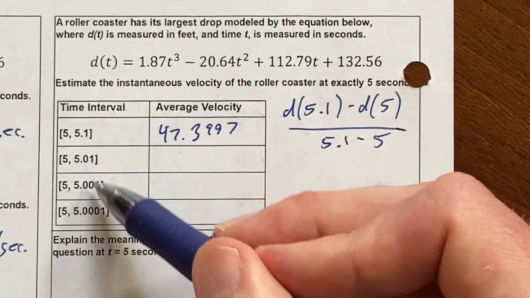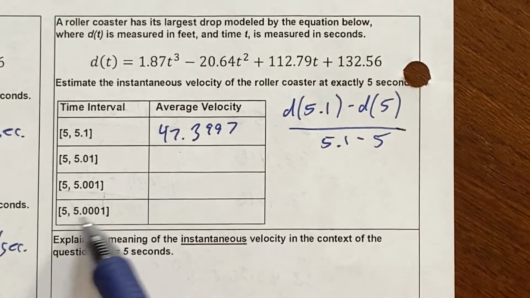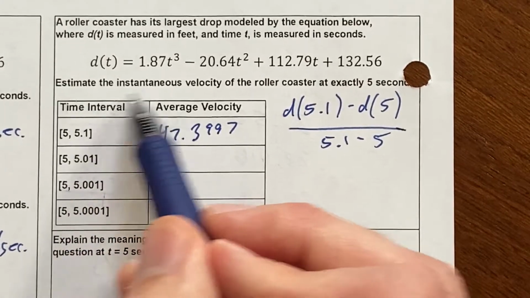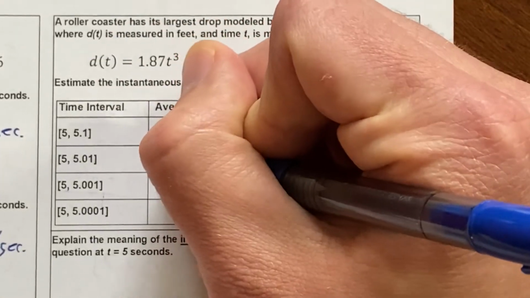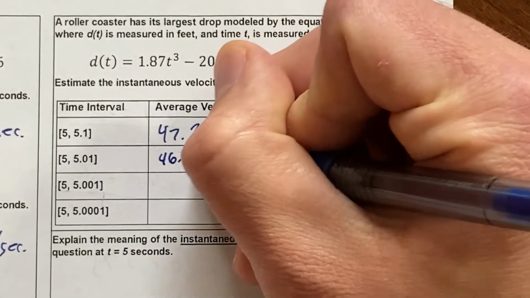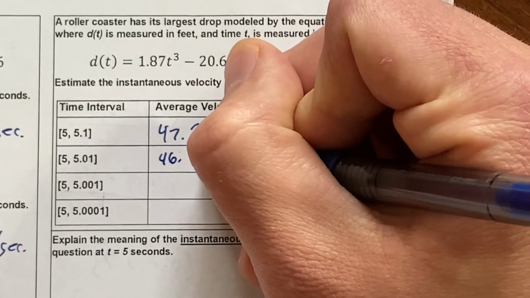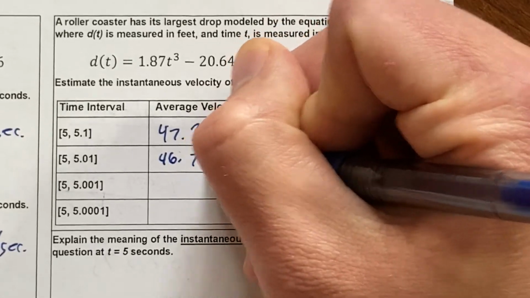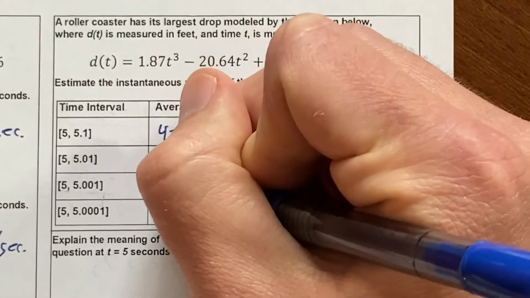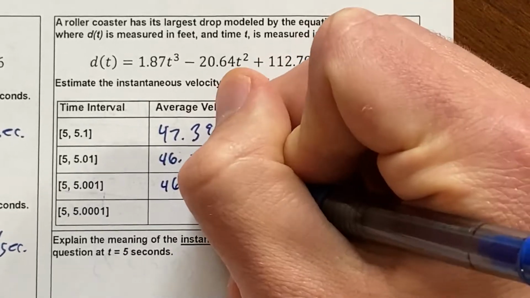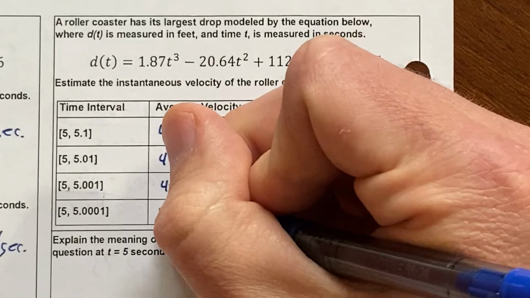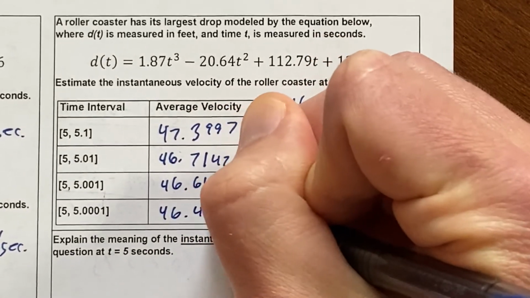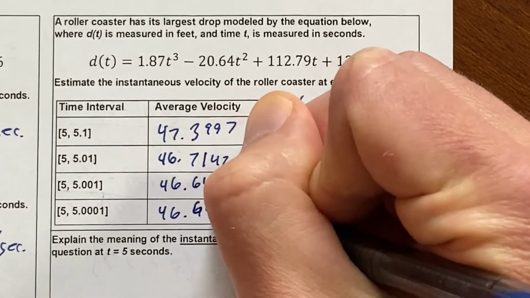Notice my time interval is getting smaller. I'm getting really close to being able to estimate an instantaneous velocity. So I plugged in all these numbers. It only took me like 2 days to do all this. So 7142. This is 46.6474. 46.6. Whoop, that should be 641.